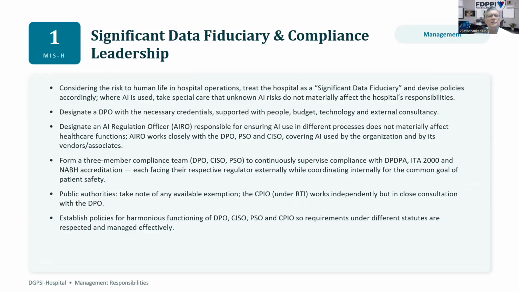Along with that, it is necessary to designate a DPO with necessary credentials, supported with people, budget, technology, and if possible, with external consultancy. Then designate an AI regulation officer in case of the use of AI. This AIRO will be responsible for ensuring that AI usage in different processes does not materially affect healthcare functions. He works closely with the DPO, PSO, and CISO, covering AI used by the organization and also by its vendors and associates.